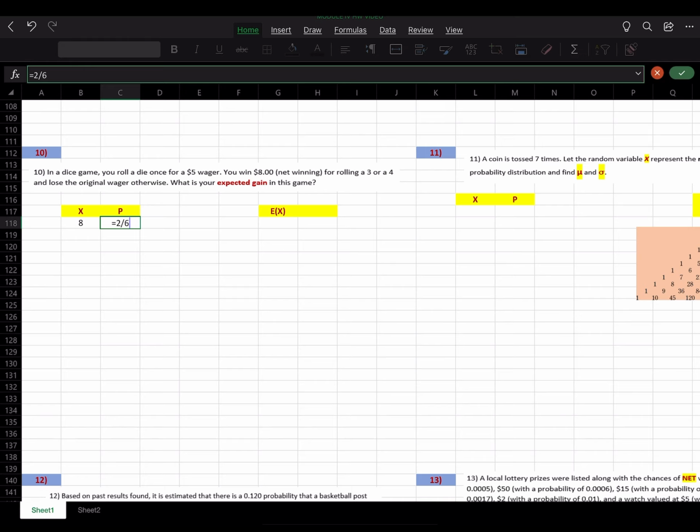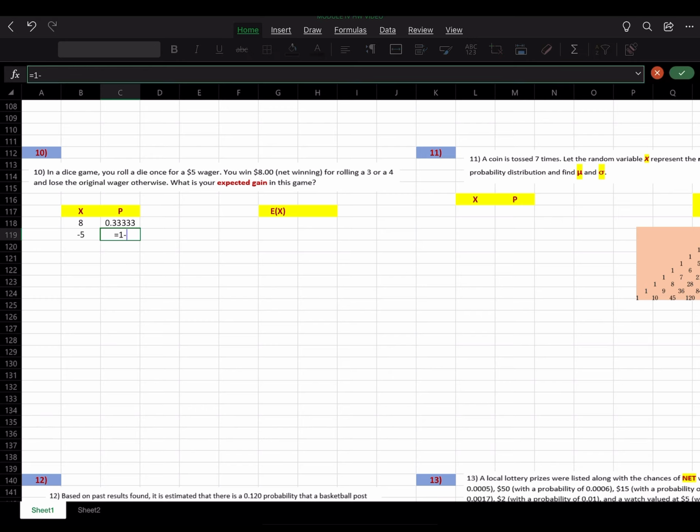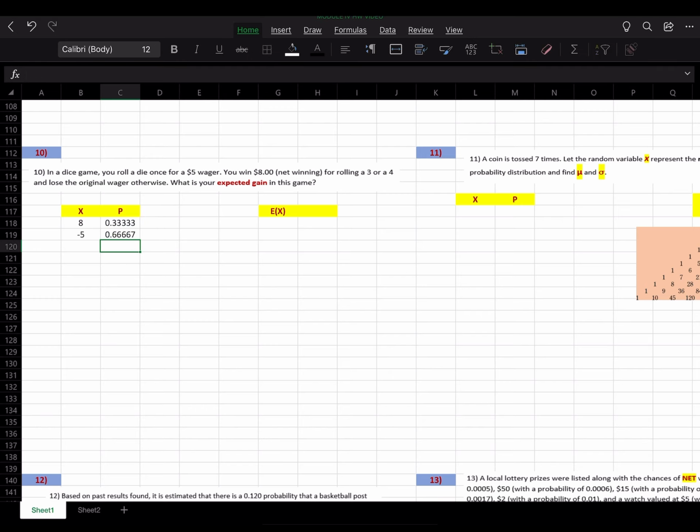Because it says you're rolling a 3 and a 4, and if you roll those 2 numbers, you win $8. But those are 2 numbers out of altogether 6 numbers, so the probability of winning will be 2 out of 6. And otherwise, you'll lose that original $5 wager, so -5 will be your loss. And for the other probability, there's no information, but you know that the sum of the probabilities always has to add up to 1. So that missing probability will just be 1 minus the previous one. You see, now they do add up to 1. And that is the probability distribution there.